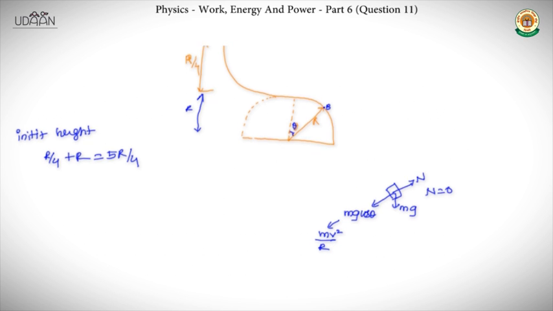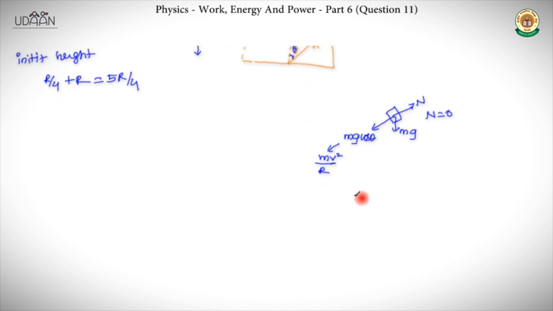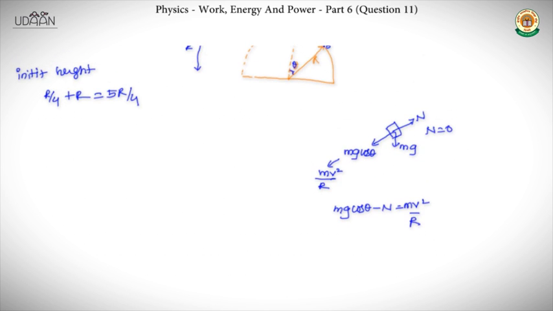In this free body diagram, writing the force equations, we get mg cos theta minus N is equal to mv square by r. As we know, when the person is leaving the surface, N will be equal to 0. That implies mg cos theta is equal to mv square by r. Let us name this equation 1.